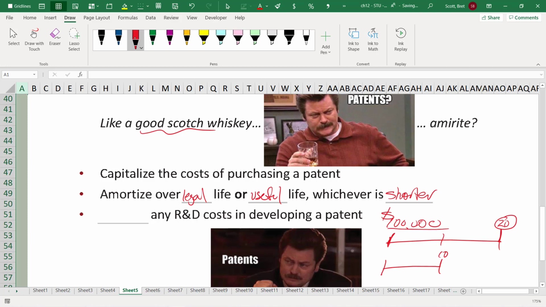You're spreading $100,000 thinly over a longer piece of bread. Or use the shorter life: spread $100,000 over a shorter piece of bread, which means you're going to have a thicker amount of amortization expense every year. The FASB says choose the shorter. Now, from a tax perspective, taxes have their own rules.